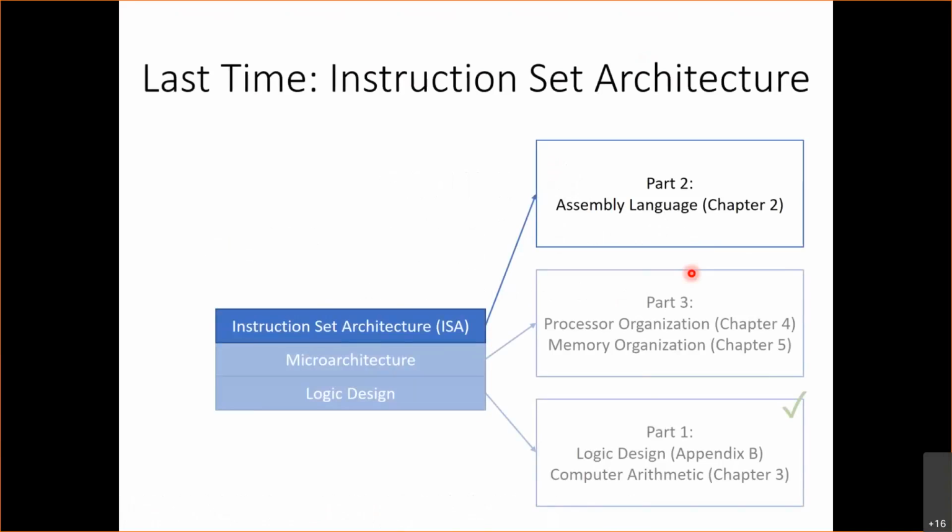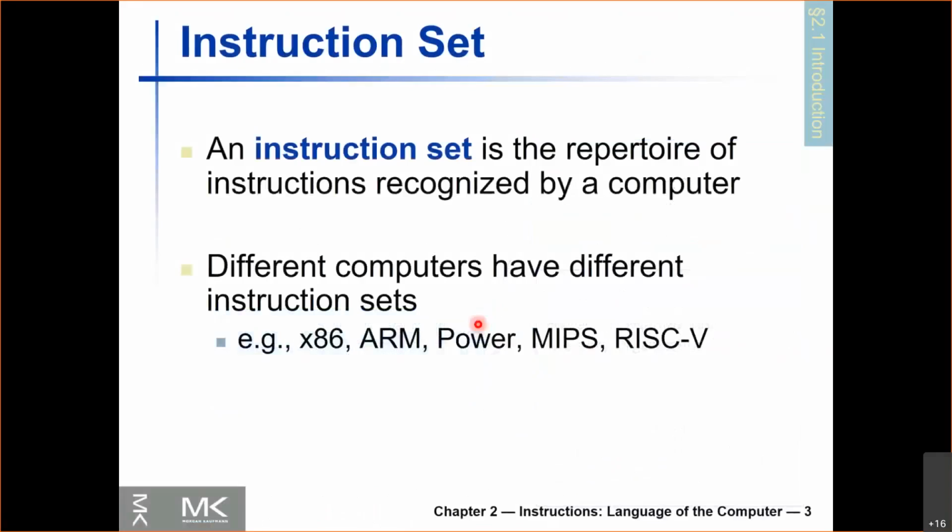So last time we began part 2 of the course, which is the instruction set architecture, the interface between hardware and software. And we said that an instruction set is the set of instructions recognized by a computer, and that different processors have different instruction sets. The instruction set that we're going to focus on in this course is MIPS. However, the concepts that we are covering can be extended to any of the other modern instruction sets.